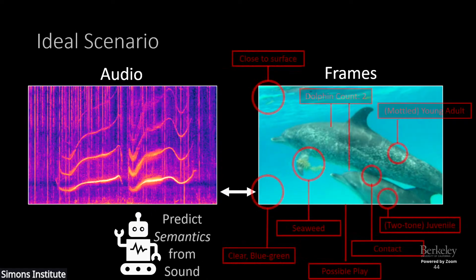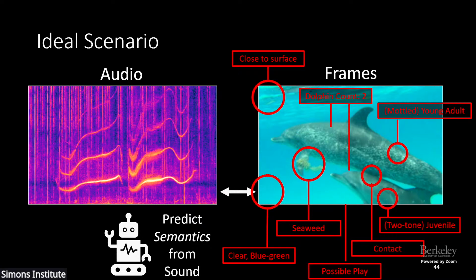Ideally, you talk to a dolphin researcher like Denise, and she looks at these things with a very particular eye. She sees, these are mottled and spotted. That's connoting a certain age. They're touching. They're playing with seaweed. They're by the surface. Maybe they're playing. She looks at it with an entirely different lens, honed over years and years of study.